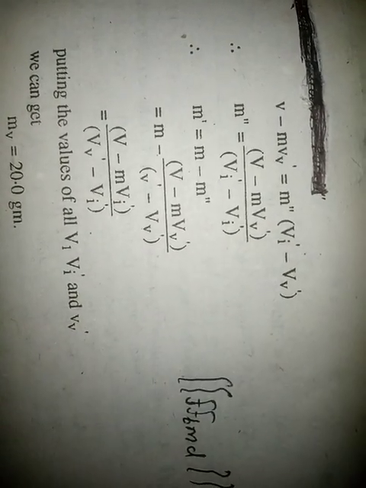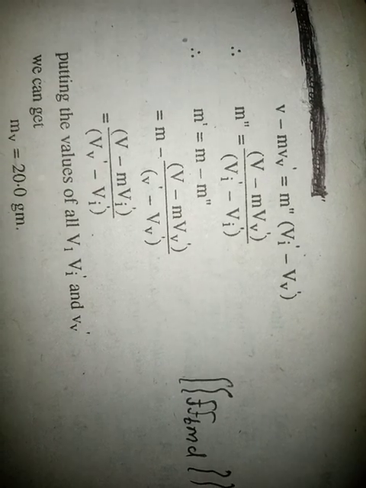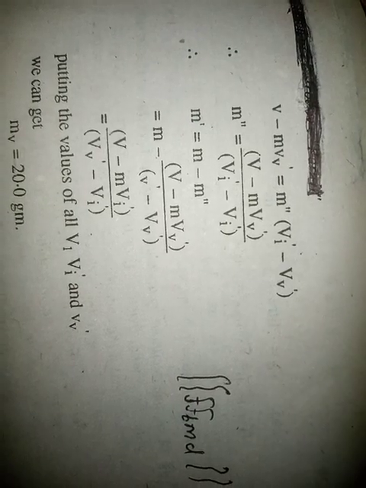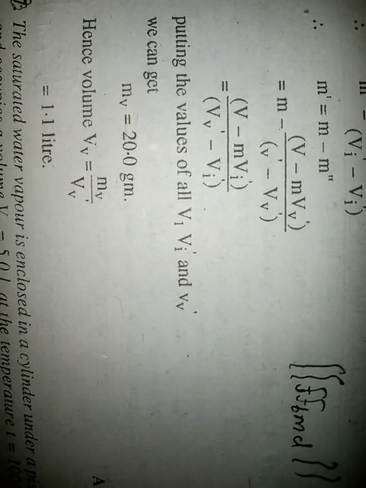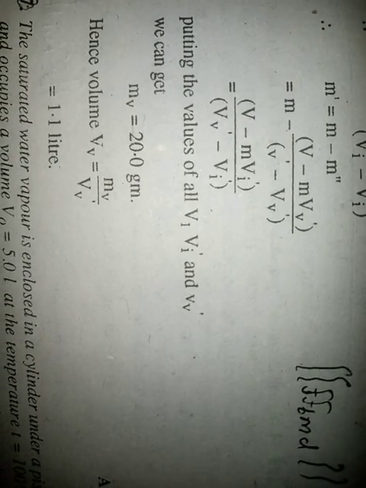Hence m' is equal to m minus m'', which equals m minus (V minus m Vv') by (Vl' minus Vv'), which equals (V minus m Vl') divided by (Vv' minus Vl'). Putting the values of all V, m, Vl' and Vv', we get mv equal to 20 gram. Hence volume Vv equals mv by Vv' equals 1.1 liter.